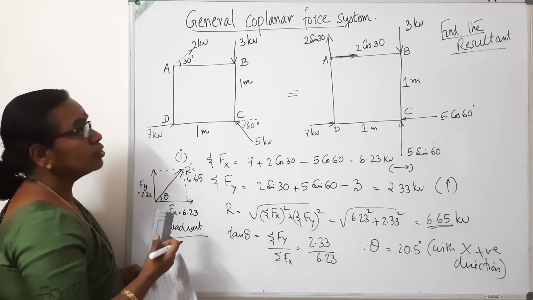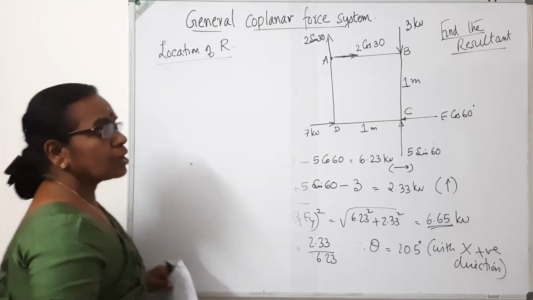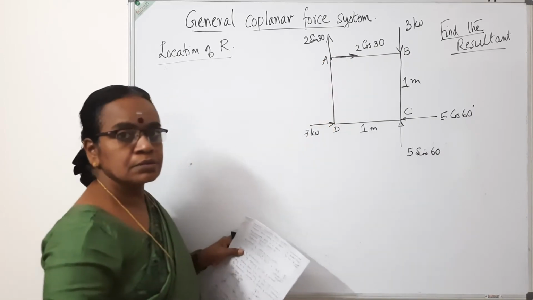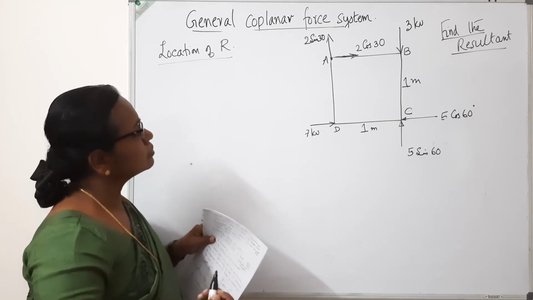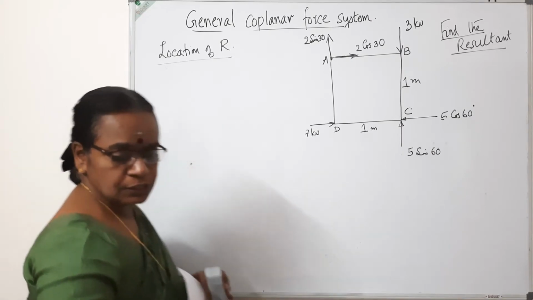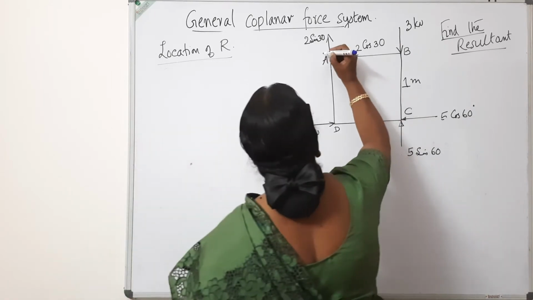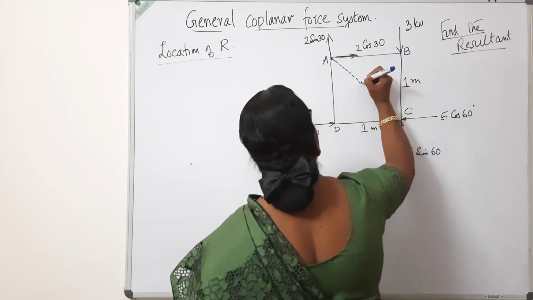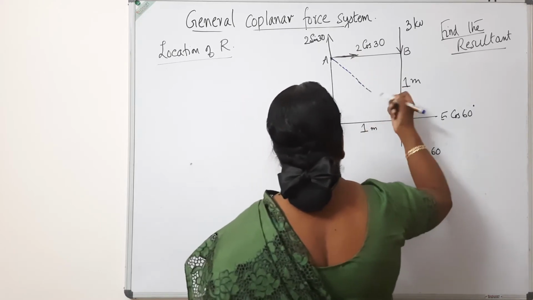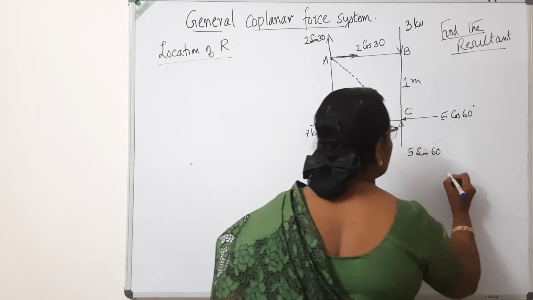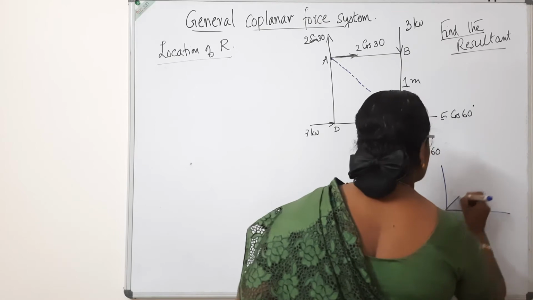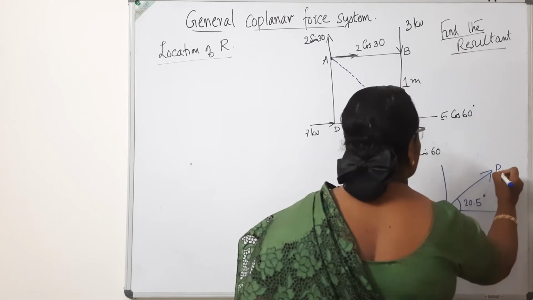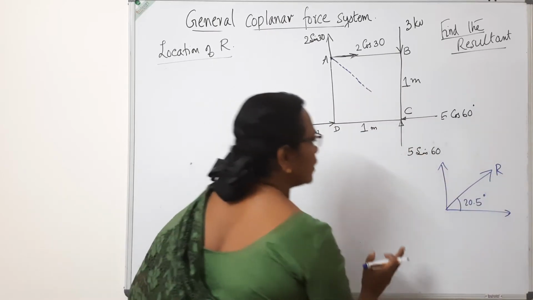Now coming to the location of the resultant. So I asked to find out the location of the resultant with respect to A. So let us assume the perpendicular distance to the resultant. Let me assume the resultant is, we have got something like this. We don't know where it falls. We have seen now the resultant is in the first quadrant, and it is acting like this at 20.5 degrees.